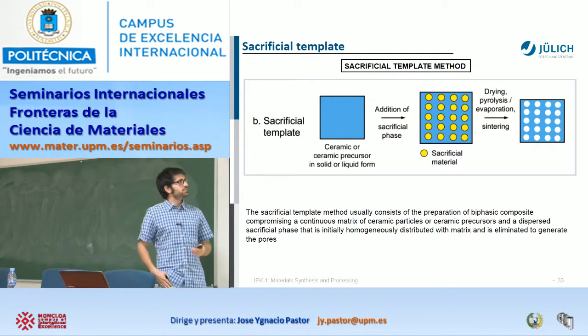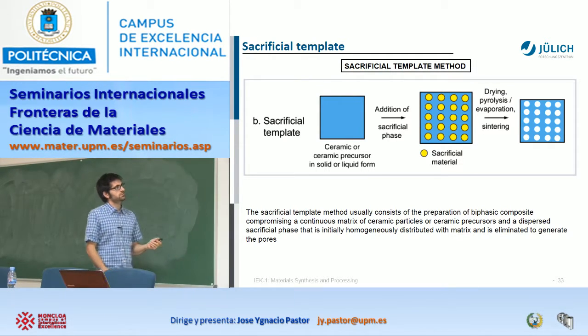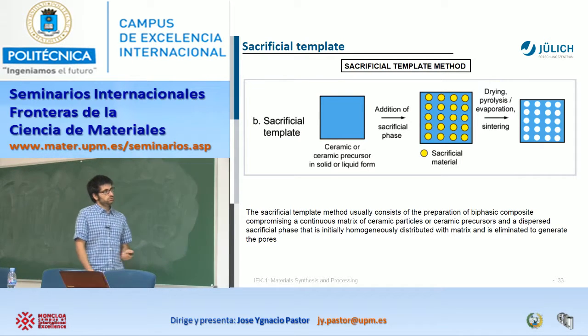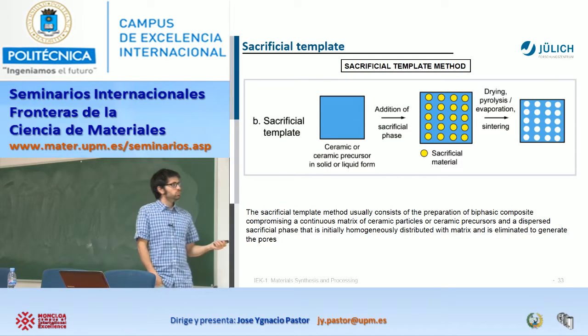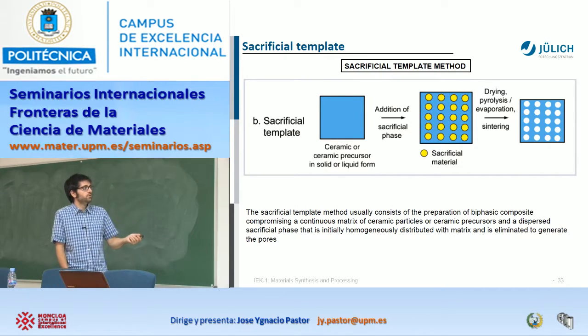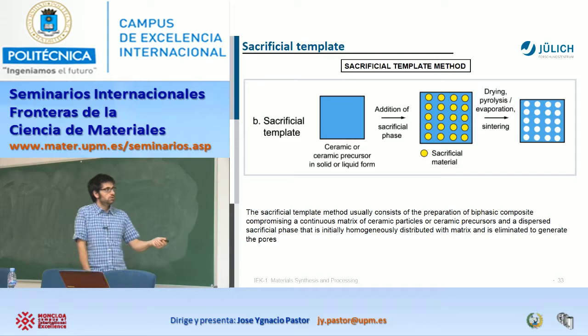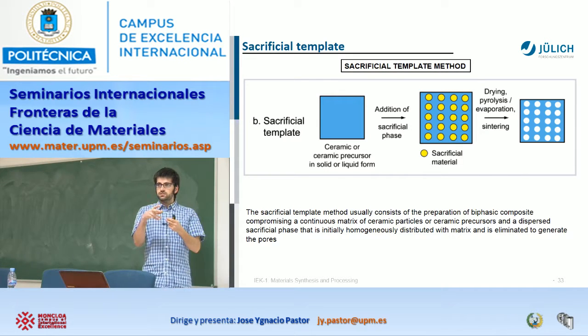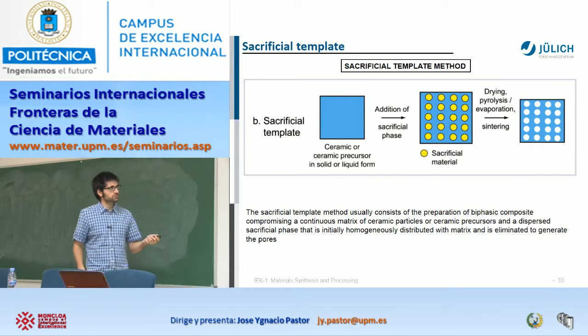Okay, then the second method is called the sacrificial template method. It's also, let's say, quite easy. We have our ceramic powder, or a slurry, or a ceramic precursor, but it's important to keep in mind that it will be in solid form, like only a dry powder, or in a liquid form, like a slurry.